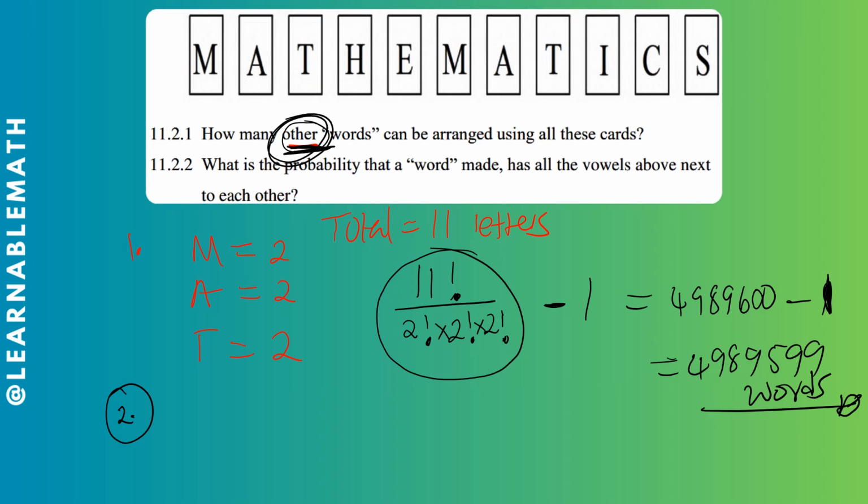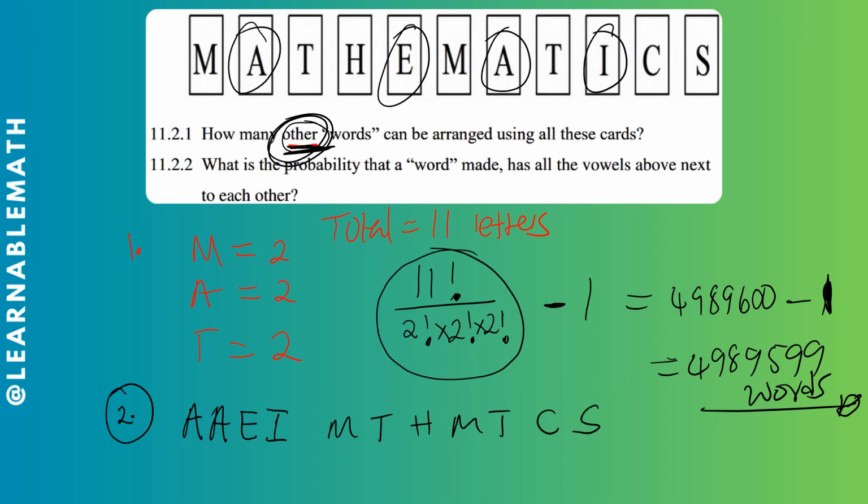Okay, so we are going to group all the vowels together. What are our vowels? A is our vowel, and we have 2 of them, right? E is a vowel, it's only one of it, and we have I. Those are the only vowels that we have. Then you have your M, T, H, M, T, C, S outside. So if all the vowels are together, we're going to treat them as one unit, guys, right?